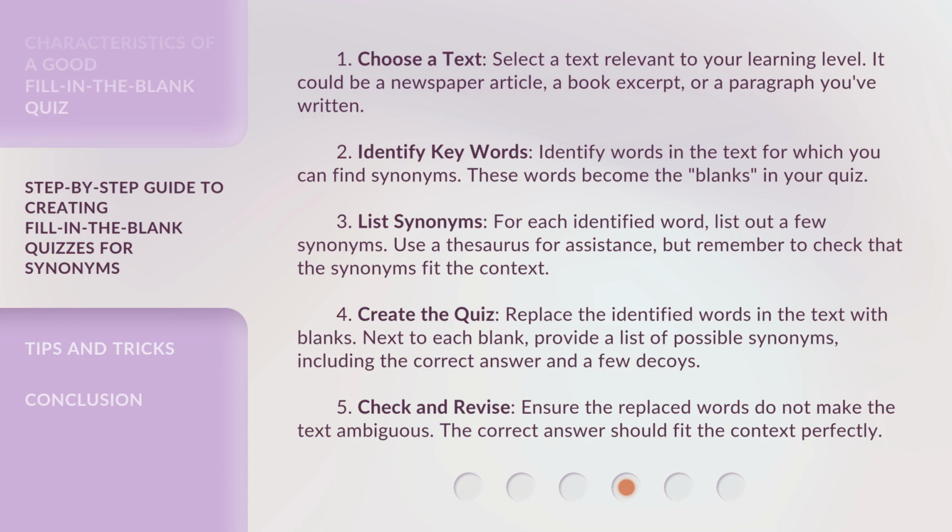1. Choose a text. Select a text relevant to your learning level. It could be a newspaper article, a book excerpt, or a paragraph you've written. 2. Identify keywords. Identify words in the text for which you can find synonyms. These words become the blanks in your quiz.